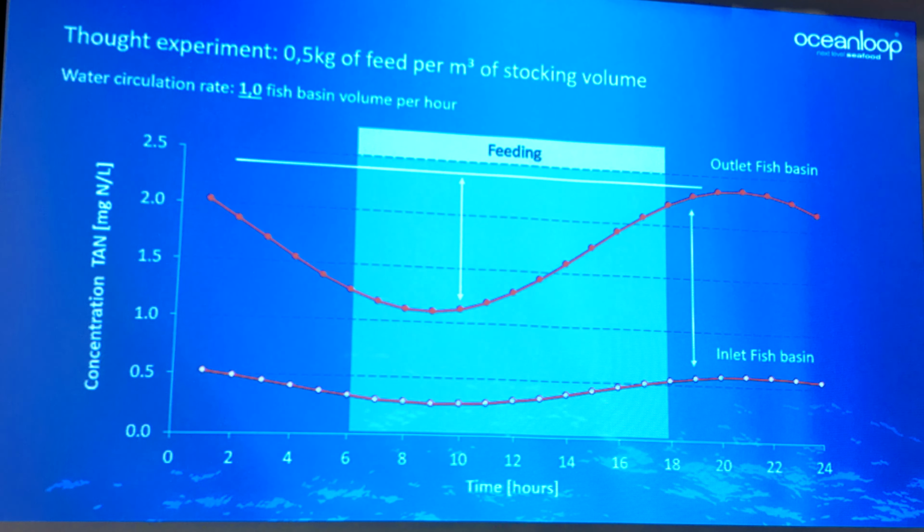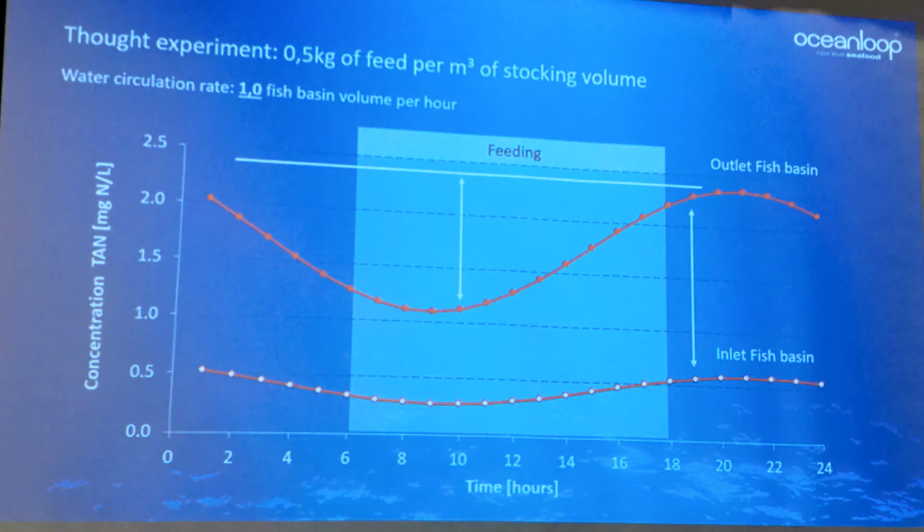When we compare this on the ammonia concentration, inlet and outlet, you see at the circulation rate of 1 we have a high difference in the diurnal rate during the day. So we have a maximum concentration usually in the midnight, and then a low one in the morning hours before the feeding cycle starts. We also see a big difference between inlet and outlet concentration.